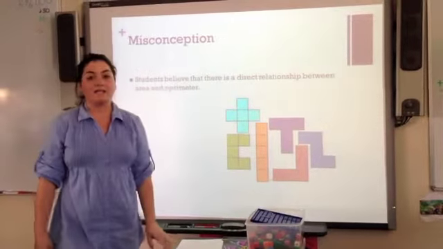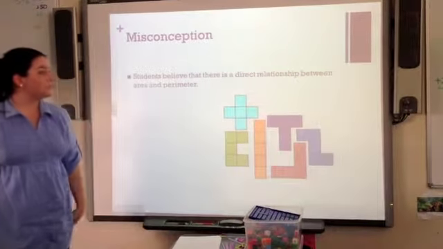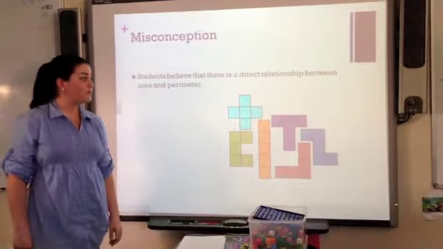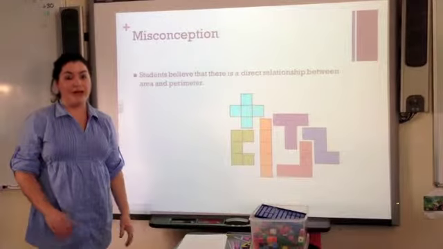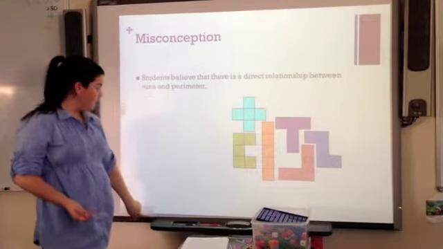This resource package is targeted at a Year 5 cohort, and the misconception surrounds the fact that students believe there may be a direct relationship between area and perimeter and they can't seem to find the difference between the two.